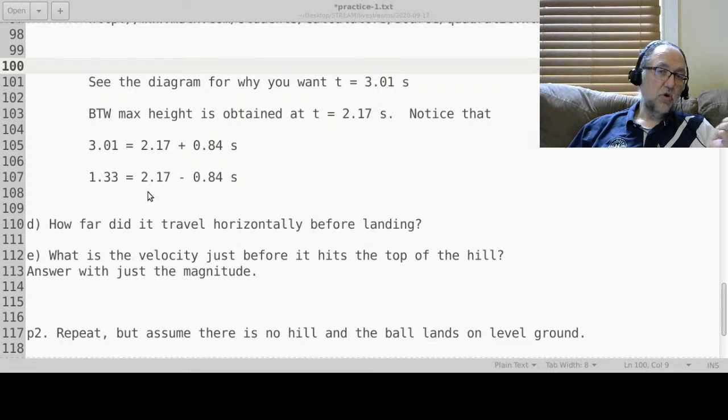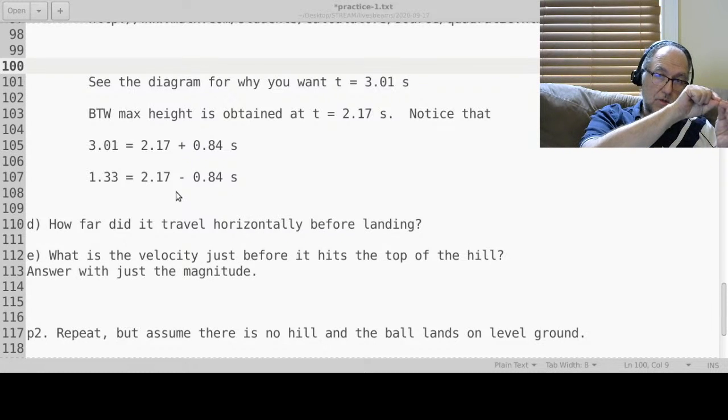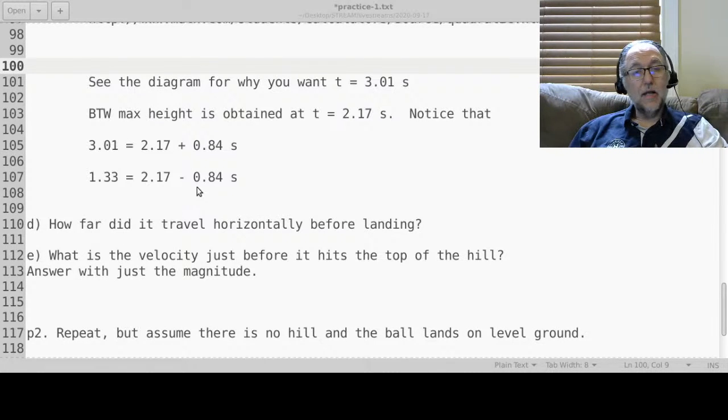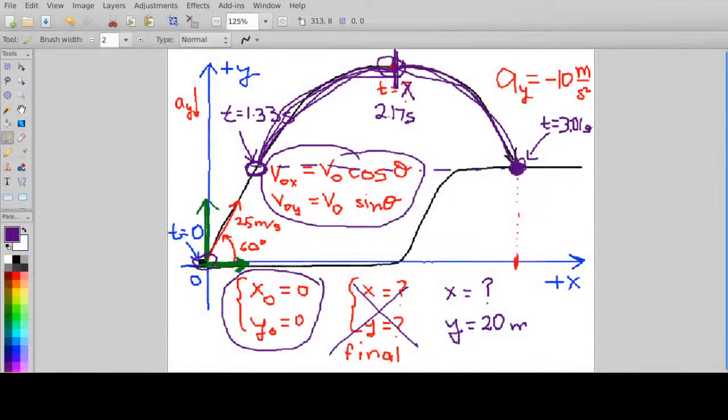Conversely, take a look at this. If you had 2.71 and you subtract 0.08, then that's the time it takes to go from that 20-meter mark to the maximum height. In other words, that 0.84 seconds, which I just obtained by subtracting 2.17 from 3.01, is exactly this time where I've tried to etch it in here in purple, the time that it takes to go from there to there, and the time it takes to go from there to there.